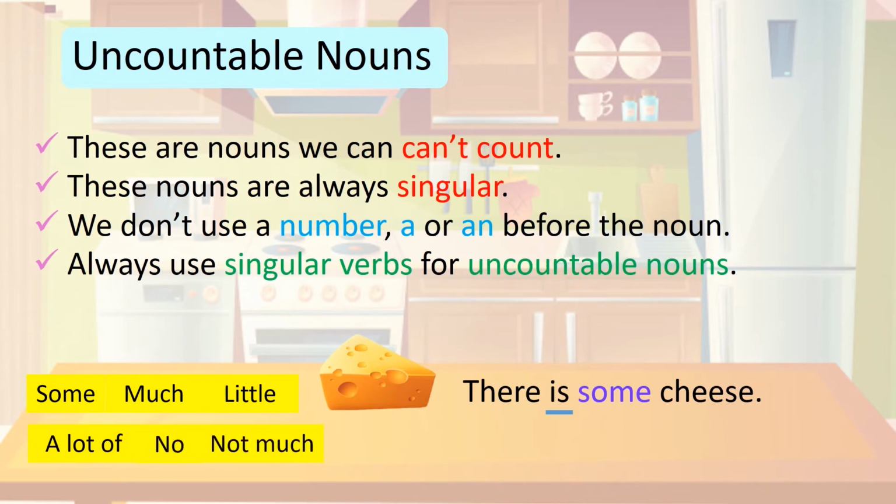So here's a summary of uncountable nouns. Remember, uncountable nouns are nouns we can't count. These nouns are always singular. We don't use a number, a, or an before the noun. We always use singular verbs for uncountable nouns.